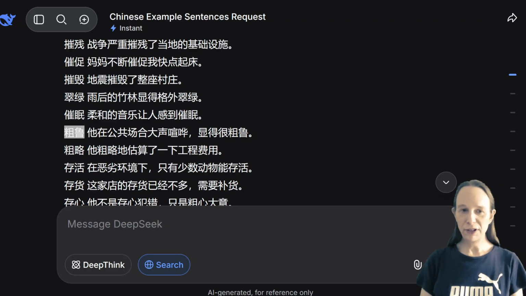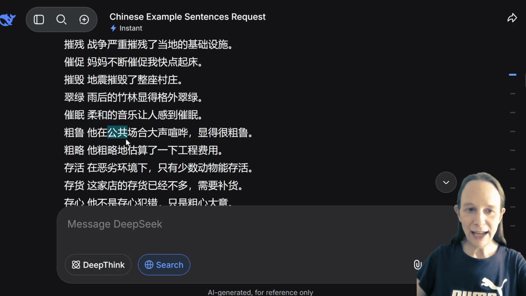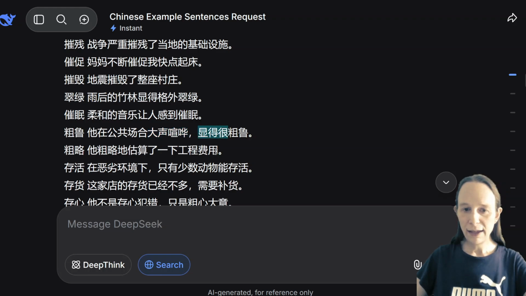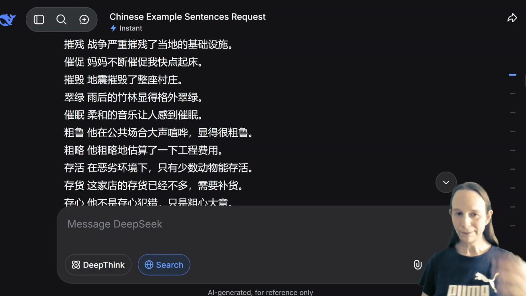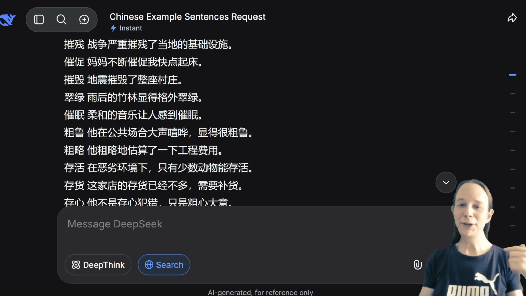咕噜 is crude, describing someone's behavior as crude. Also rude or uncouth. Coarse, crude, boorish. 他在公共场合大声喧哗，显得很粗鲁。He's yelling and carrying on in a public venue.